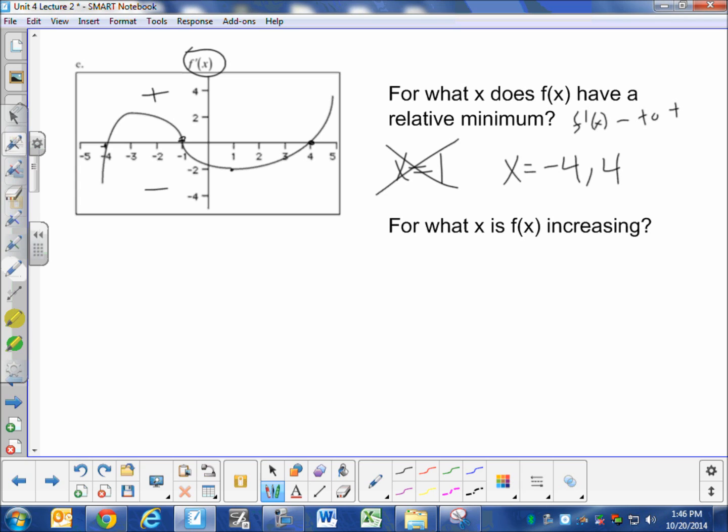Second question is, for what x is f increasing? f is increasing when f prime is positive. f prime is positive between -4 and 1, and also from 4 to infinity. You can say it like that.